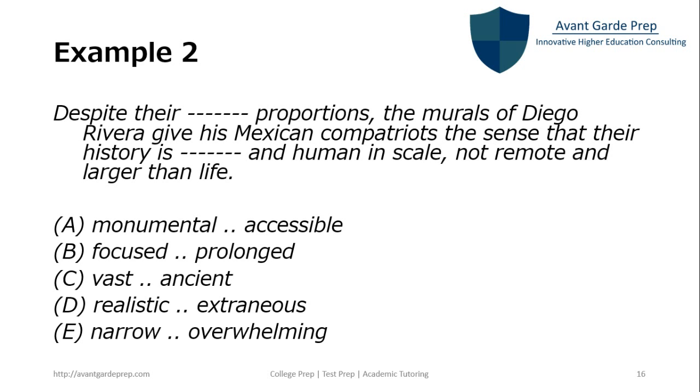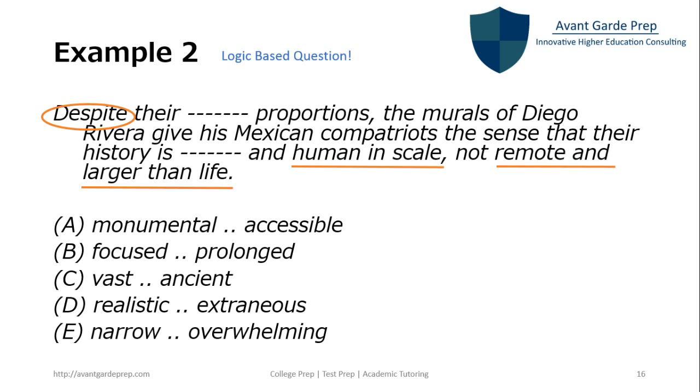Despite their blank proportions, the murals of Diego Rivera give his Mexican compatriots the sense that their history is blank and human in scale, not remote and larger than life. Okay, this is a logic-based question because we're going to have to be looking for trigger words like despite and the phrases human in scale and remote and larger than life. Now with 2 blanks, I'm going to show you how to use that strategy where you look at blanks in isolation in order to eliminate answer choices that are wrong.